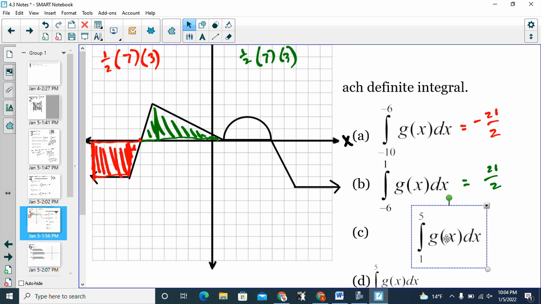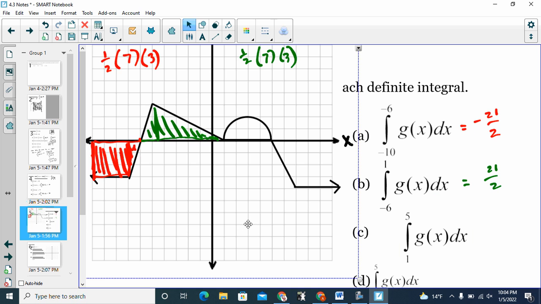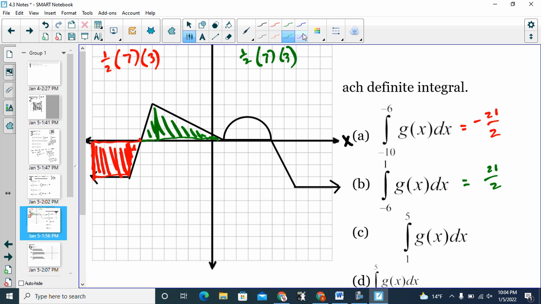Part C wants the integral from 1 to 5. The integral from 1 to 5 would be the area under this curve here, which is a half circle. Area of a semicircle would be 1/2 pi r squared. The radius of this circle is 2 units. You get 2 pi.